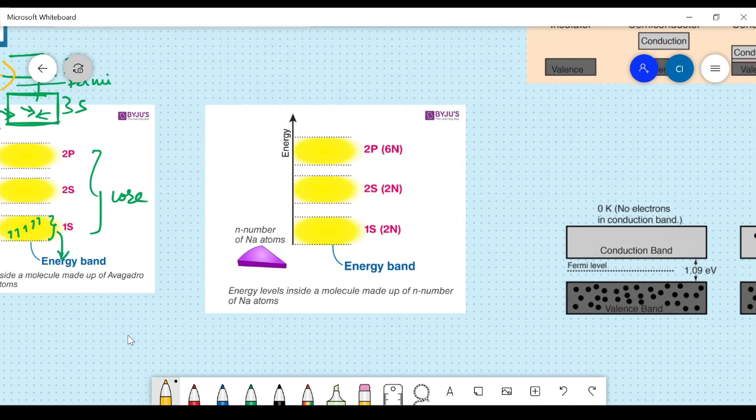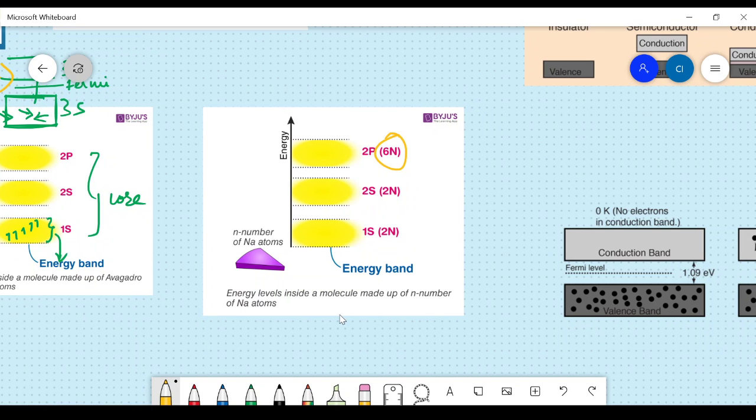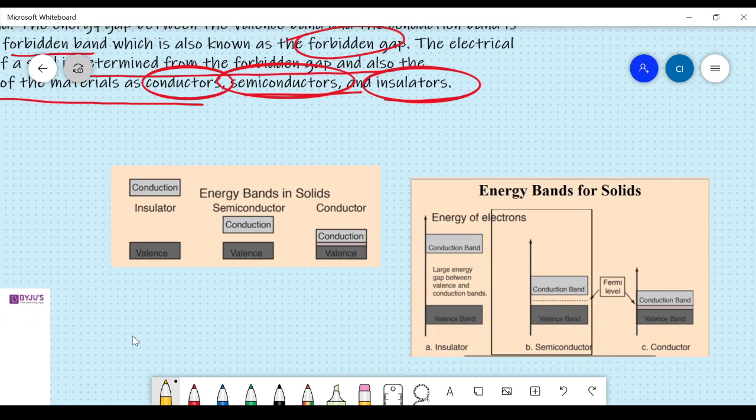Look at what is happening inside a molecule made up of a number of atoms. The energy bands get closer as you put more and more electrons there. So I'm going to classify it in a different diagram. I am putting in a band which we call the conduction band and the valence band. Some electrons are here, no electrons here initially, and the gap is very large. Because the gap is very large, I'm calling it an insulator.